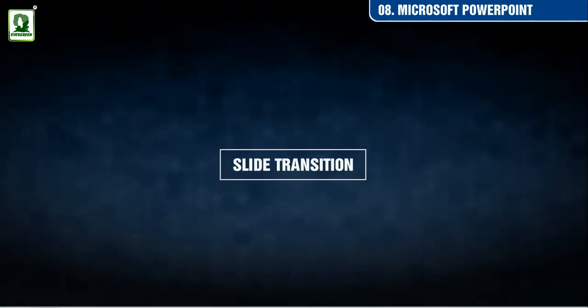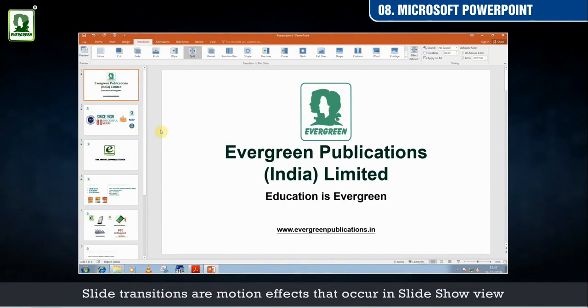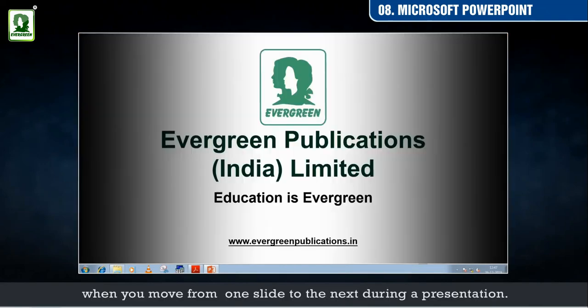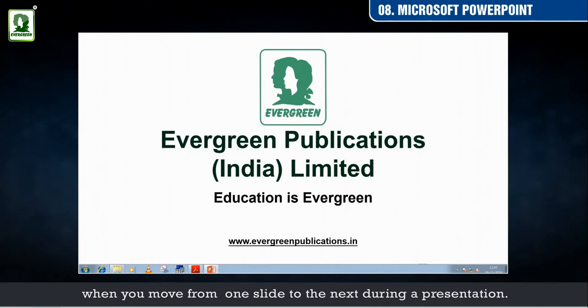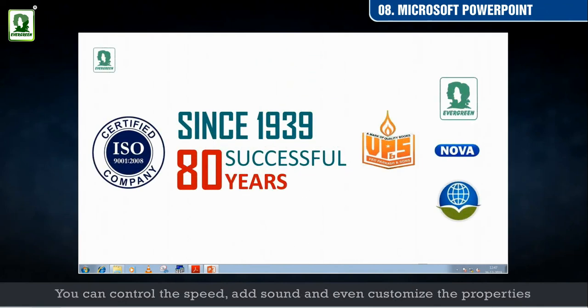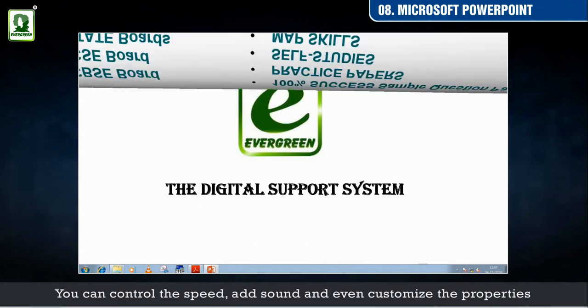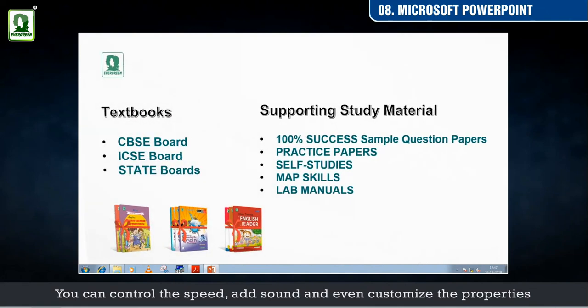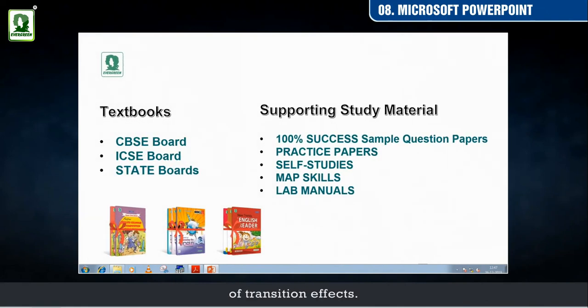Slide transition. Slide transitions are motion effects that occur in slideshow view when you move from one slide to the next during a presentation. You can control the speed, add sound, and even customize the properties of transition effects.